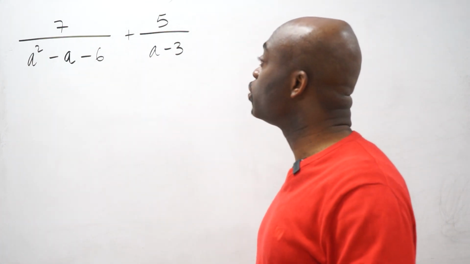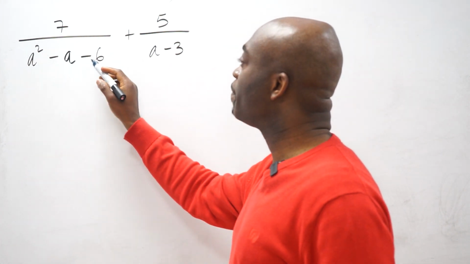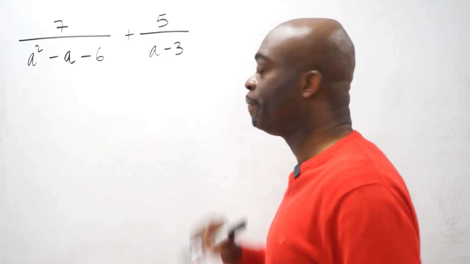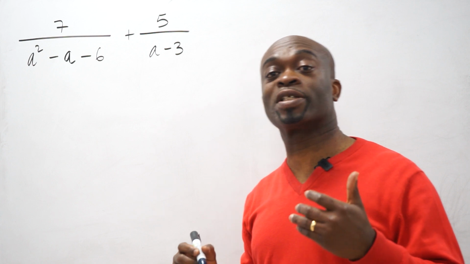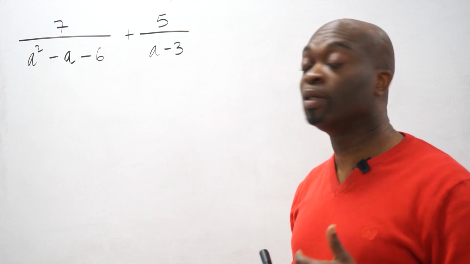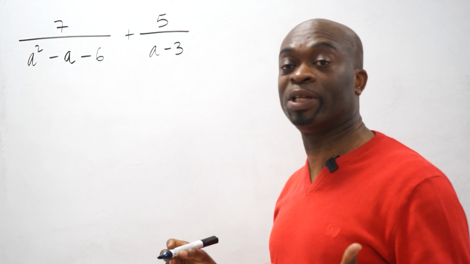Let's add these two rational expressions. We have 7 over a squared minus a minus 6 plus 5 over a minus 3. All right? So the first thing we have to think about is the lowest common denominator, LCD, and it involves only the denominators, right? So we have two denominators here.